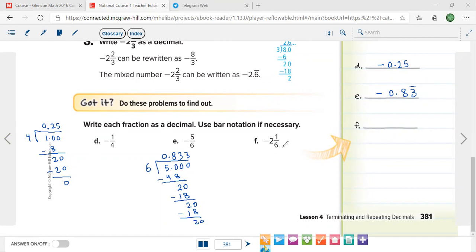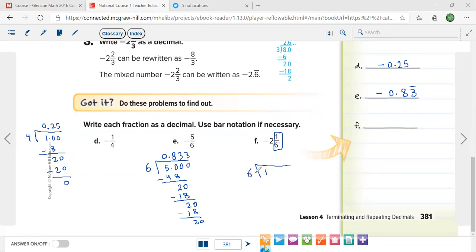Now, this number, I told you, we just leave the negative 2 and take only 1 over 6. Take only the fraction, leave the negative 2. I'm not going to do the style of the book to transform the whole mixed number into a fraction. No, no, sir, not necessary. Just take the fraction, which is 1 over 6, and try to divide. Leave the whole number, negative 2, leave it. Take the fraction only. So 1 over 6.